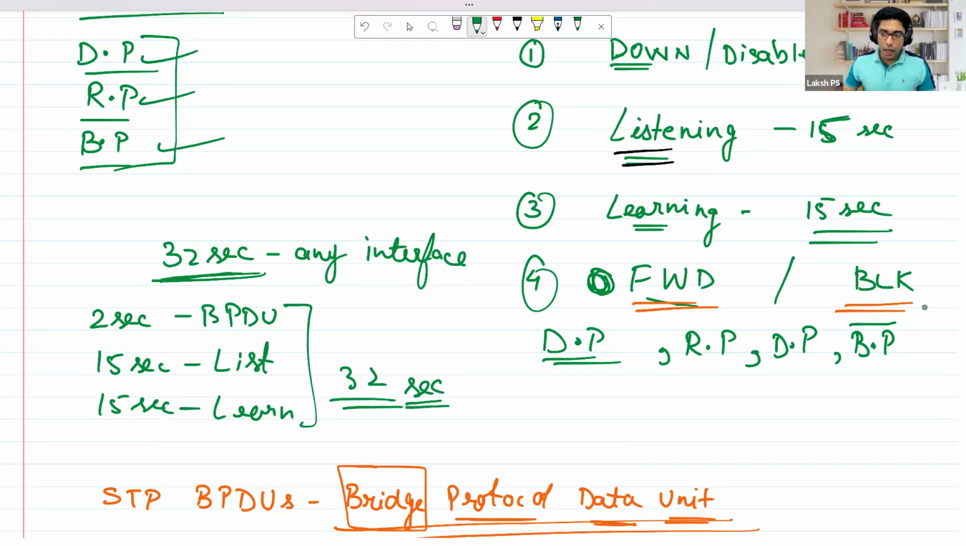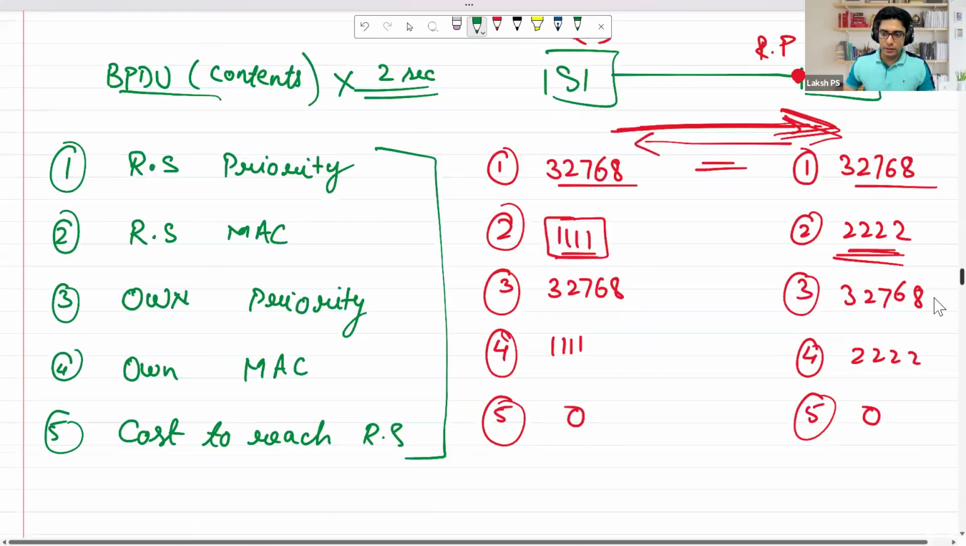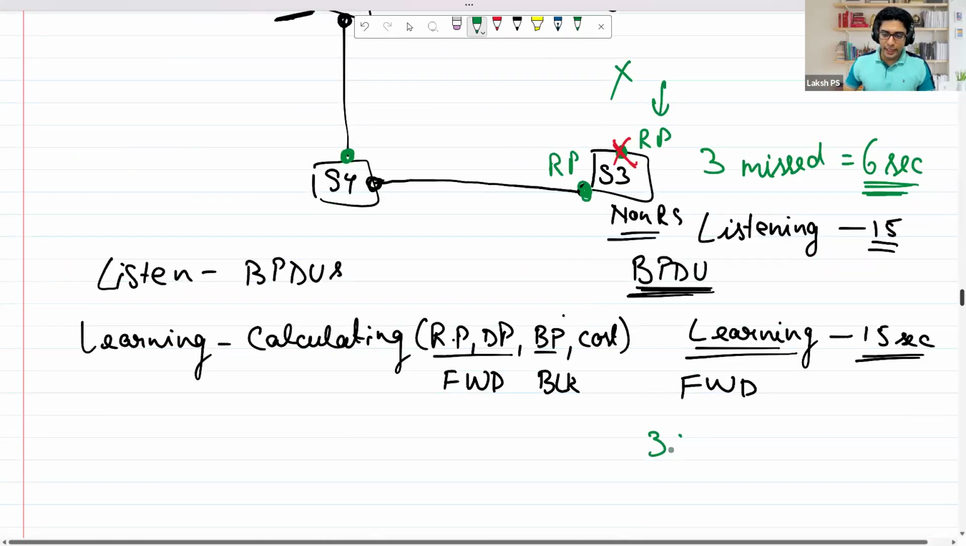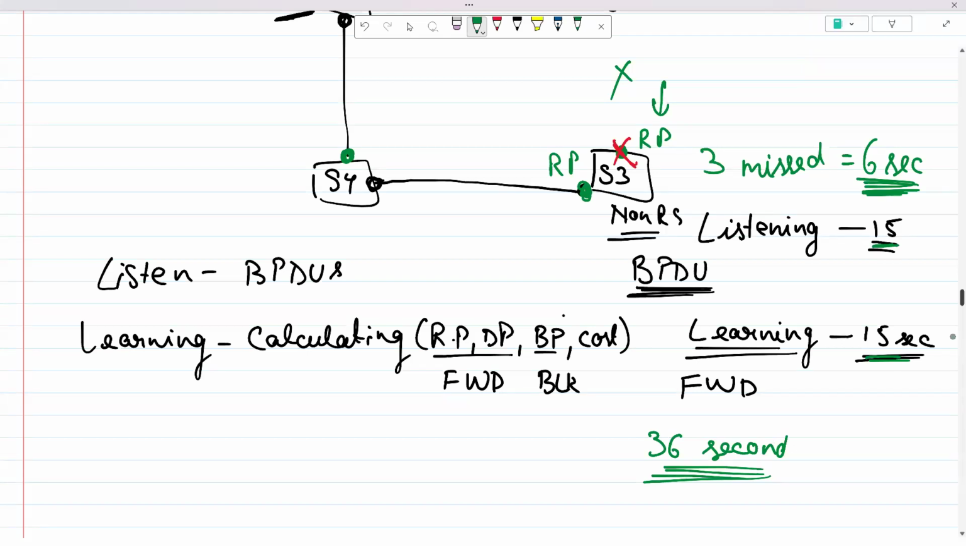In a normal scenario, in direct topology change, this convergence time takes 36 seconds. So you have 6 seconds for the BPDUs, 15 seconds for listening, 15 seconds for learning. You have 36 seconds in such direct topology change, where a block port takes 36 seconds to open its interface. 36 seconds. Clear? Any question?